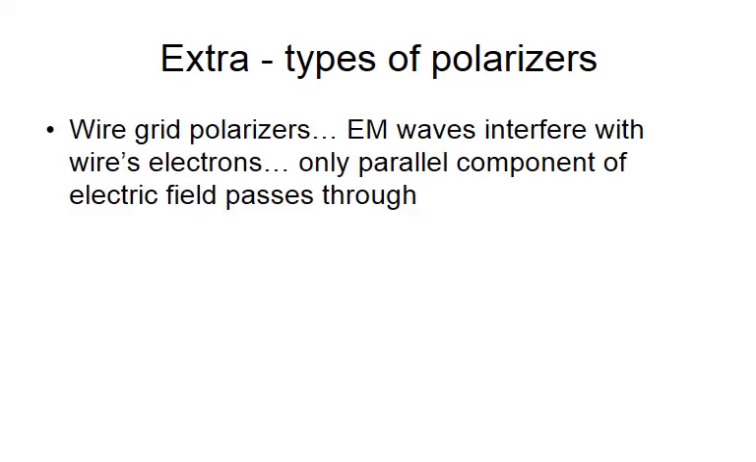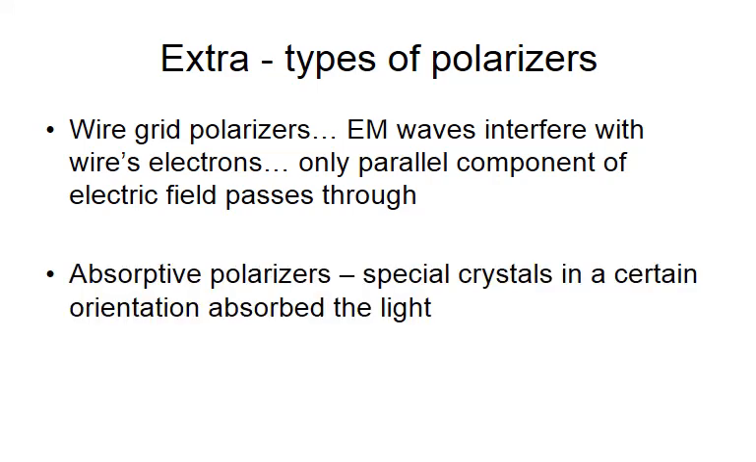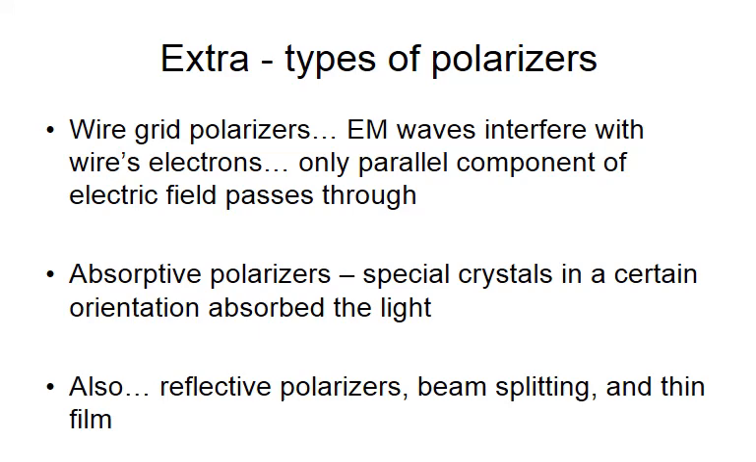There are many different kinds of polarizers, and there are usually questions about how this actually works. There are different ways that you can polarize light. There are wire grid polarizers, where the electromagnetic waves interact with the wire's electrons, and only parallel components make it through. There are absorptive ones, where special crystals absorb the light and let only light in a certain plane pass through. There are other types too: reflective polarizers, beam splitting polarizers, and even thin films can do it too.